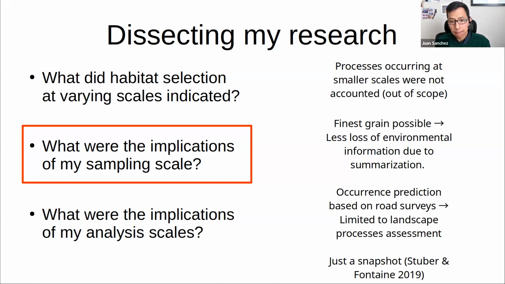Also, I worked with the finest grain possible. I didn't aggregate the pixels of the land covers, so this guaranteed that I didn't lose environmental information due to summarization. But it also implies that I didn't explore changes in the grain as a possible variable that can alter my understanding of species interaction with their environment, which was out of the scope, but it's important to take into account.